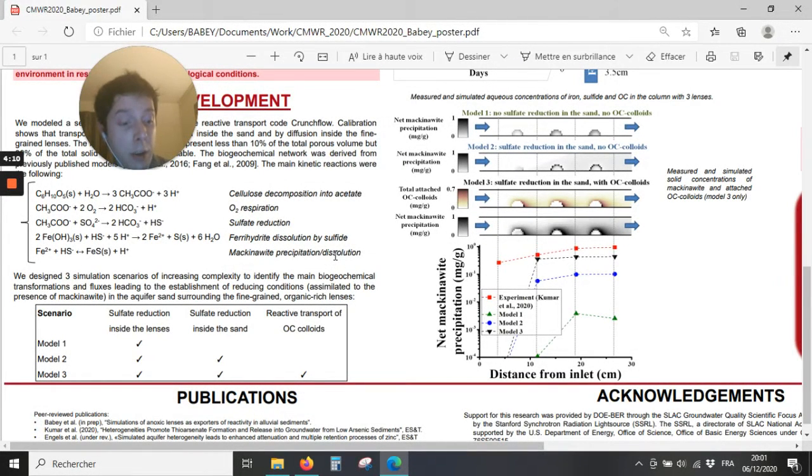Our main objective was really to determine what are the main biogeochemical fluxes and reactions taking place in this system. So we designed 3 scenarios of increasing complexity that are in particular trying to pinpoint what is the role of microbial activity occurring inside the lenses and inside the surrounding sand.